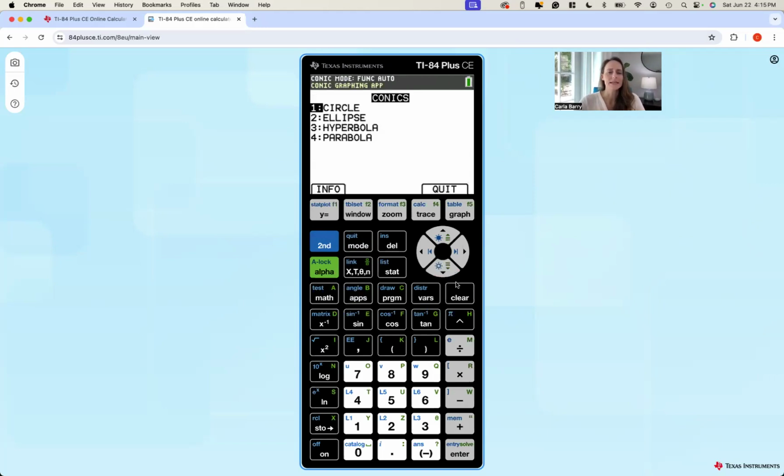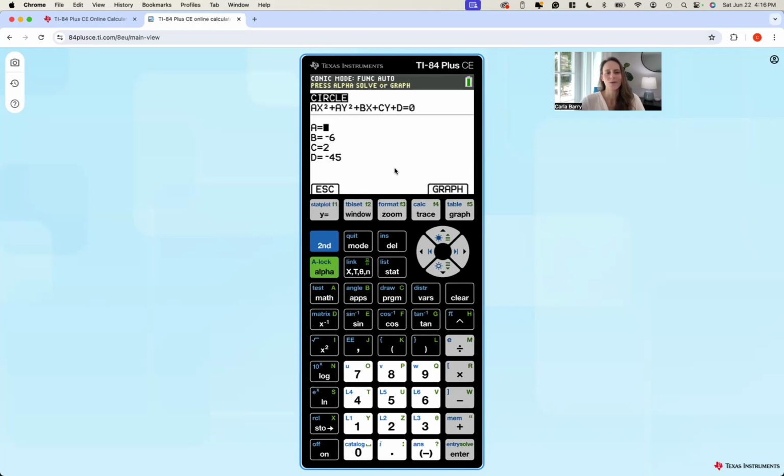On the ACT, it would be very beneficial for you to know how to use the Conics app for circles, ellipses, and hyperbolas. But for the SAT, we only need to worry about conics and circles. So when I open the Circles Conics app, there are 2 options here. I'm going to go for the second one because that's slightly more confusing than the first one.